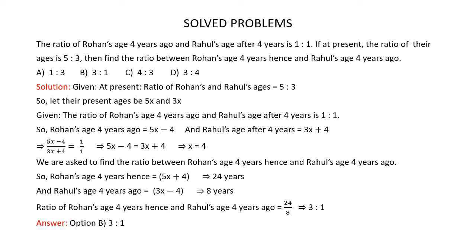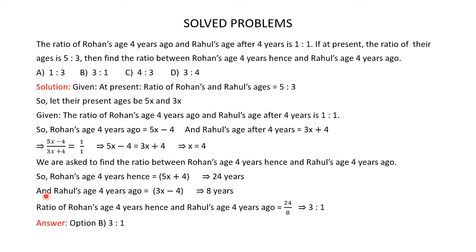We are asked to find the ratio between Rohan's age 4 years hence and Rahul's age 4 years ago. Now we know that Rohan's present age is 5x. So his age 4 years hence, means his age after 4 years, would be 5x plus 4. We know that x is equal to 4. So 5x plus 4 is 24 years.